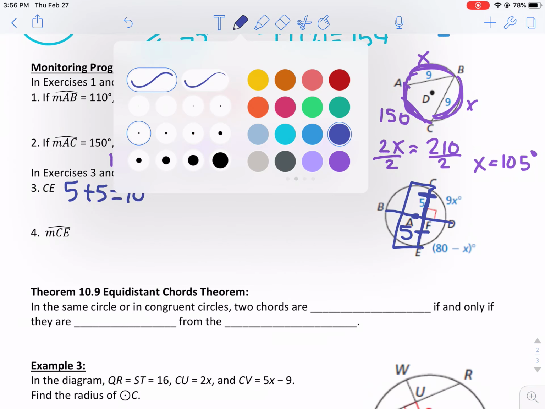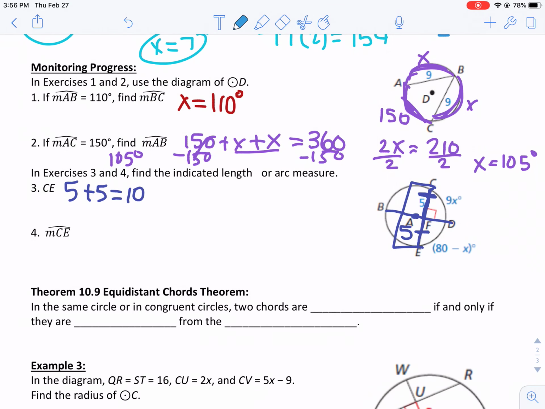The second problem says I want the arc of CE. So I want this entire measurement here. Well, what I know is that since these chords are congruent, so are the arc lengths. So I can set 9x equal to 80 minus x, and I can solve for x. So I add x to both sides. That gives me 10x equals 80. Divide by 10. So x is 8.